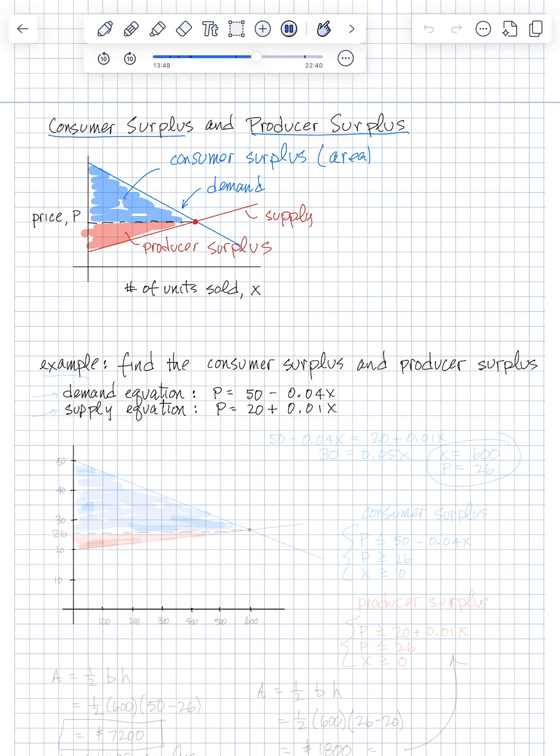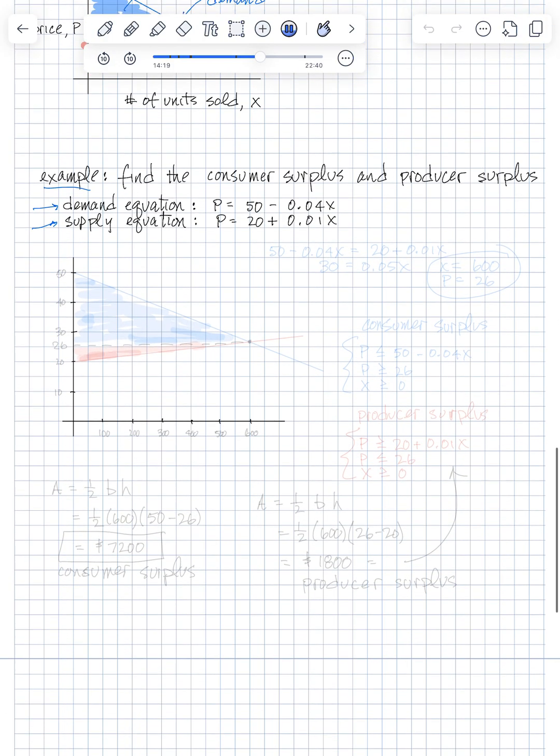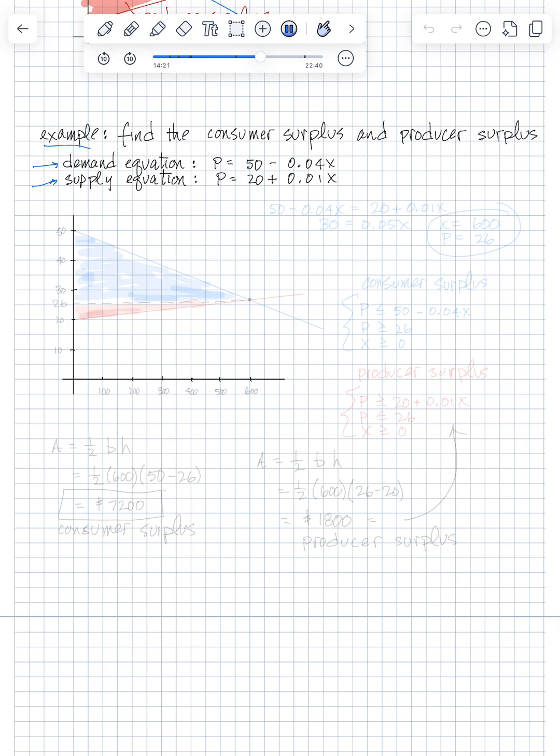Okay, so let's do an example finding the consumer surplus and the producer surplus. We're going to find consumer surplus and producer surplus. The demand equation is given as P is equal to 50 minus 0.04x. The supply equation is given as P is equal to 20 plus 0.01x. So what we want to do first is find the equilibrium point. So we set these two equations equal to each other.